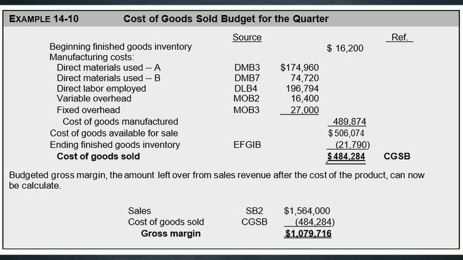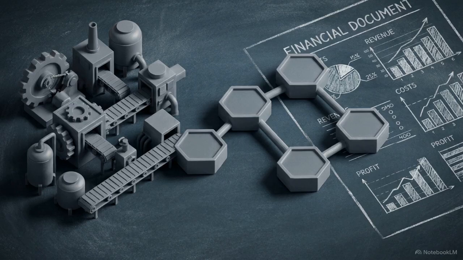With COGS secured, we execute the final subtraction for the pro forma income statement. Sales revenue minus cost of goods sold yields a gross margin of $1,079,716. Cost of goods sold is the vital bridge connecting the physical reality of the factory floor with the financial reality of the income statement.